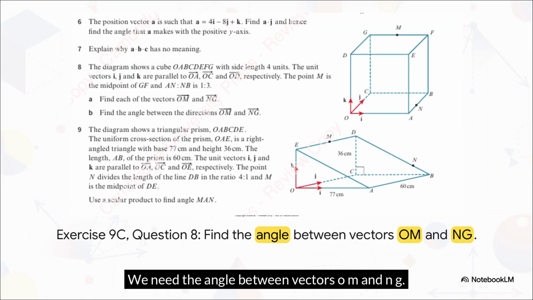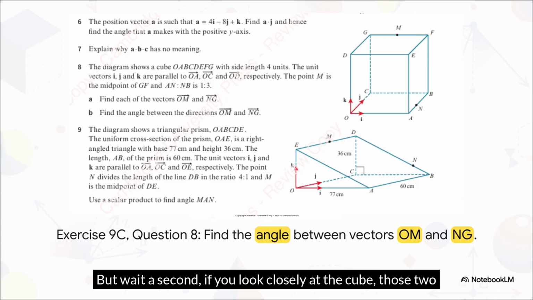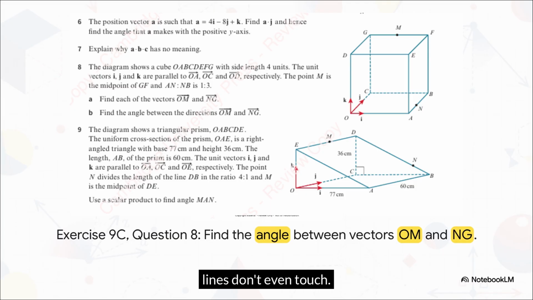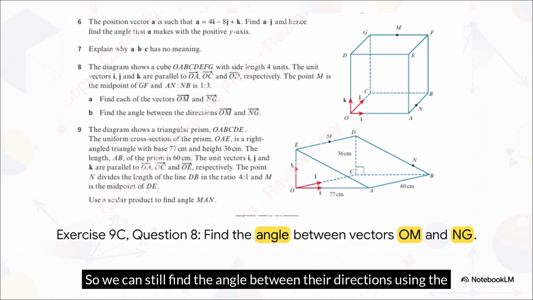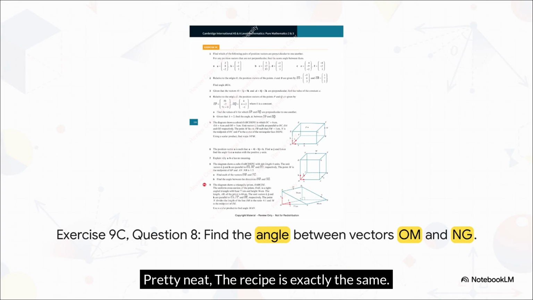Okay, this next one from question 8 is really cool. We need the angle between vectors OM and NG. But wait a second, if you look closely at the cube, those two lines don't even touch. They're what we call skew lines. So how can there be an angle between them? Well, vectors don't care about position, only direction, so we can still find the angle between their directions using the exact same method. Pretty neat, huh?